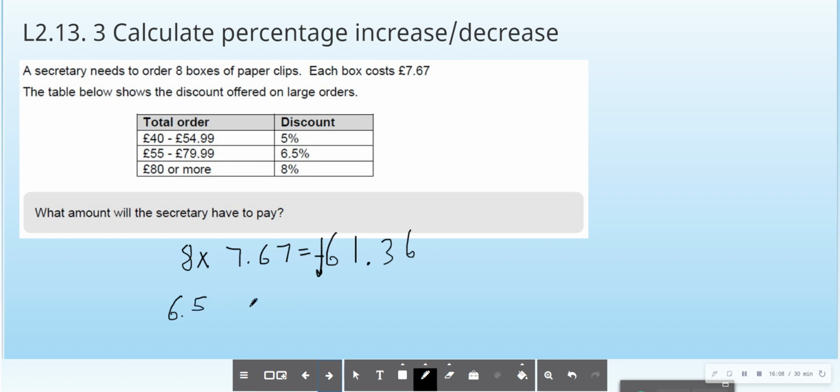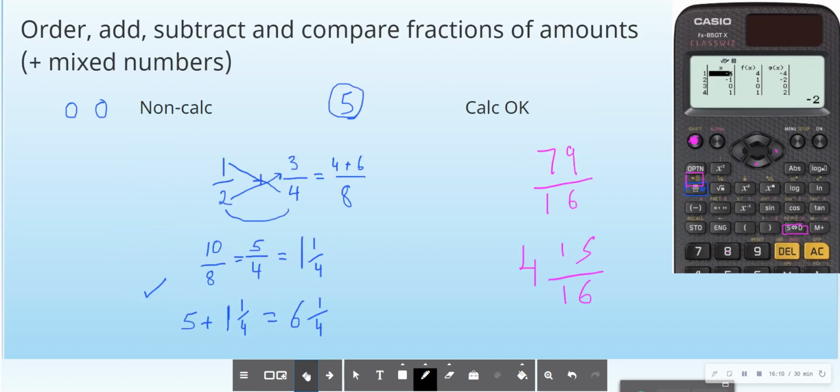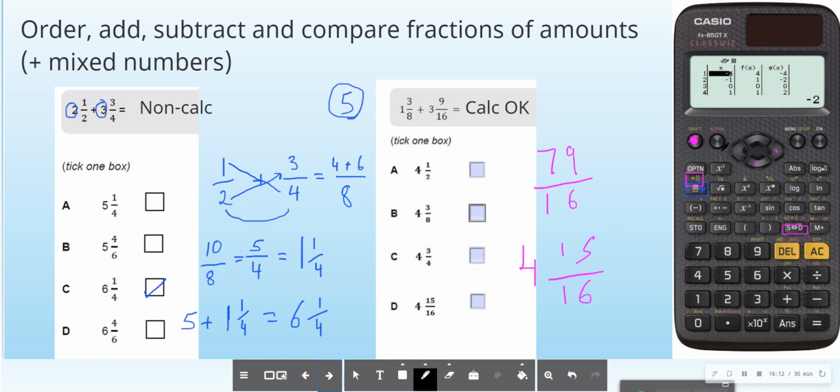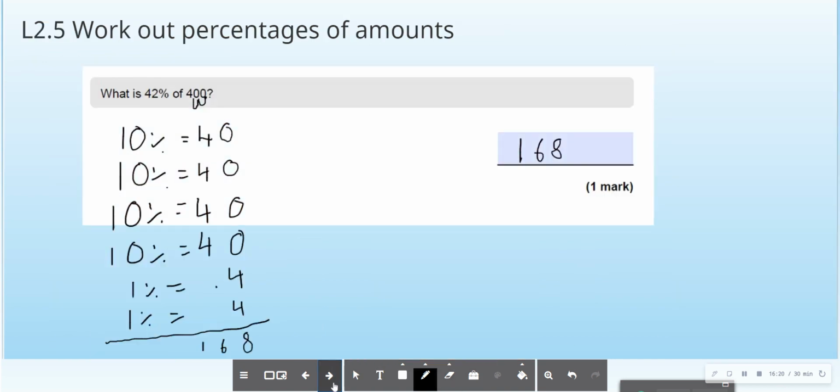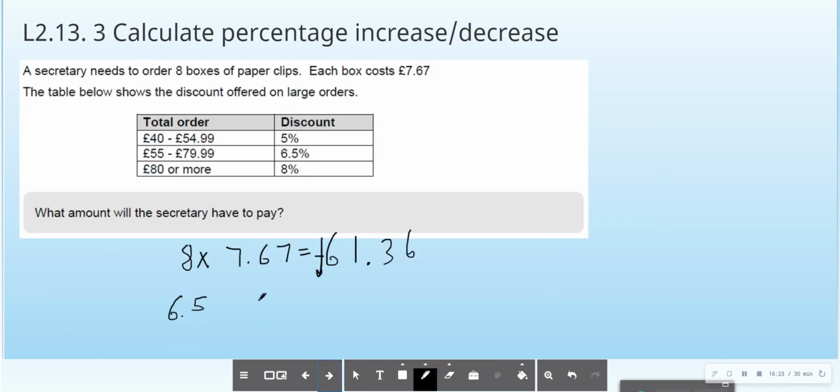6.5. Again, you need to use that percentage button on your calculator. So if you go back to our calculator here, the percentage button is shift, and then at the bottom here, if you look in the yellow, we've got the percentage symbol, shift and then ands, and that allows us to put a percentage into our calculator. So 6.5, shift and then ands gives you the percentage symbol.